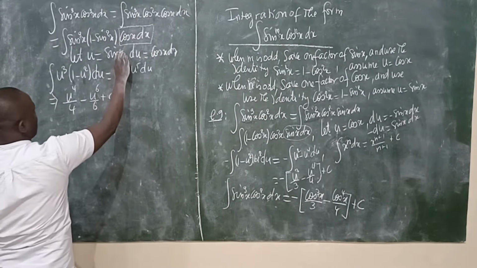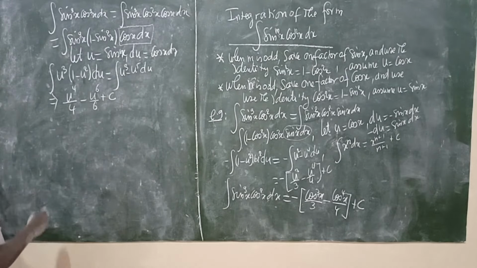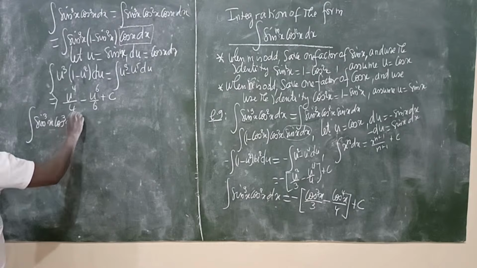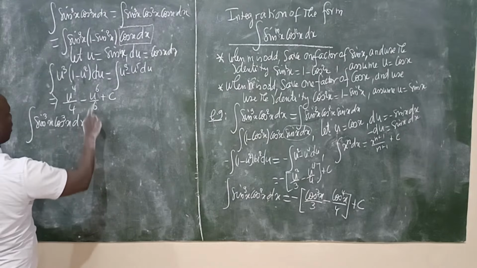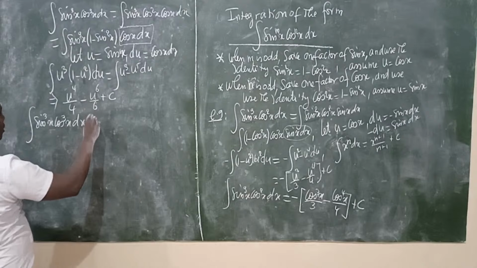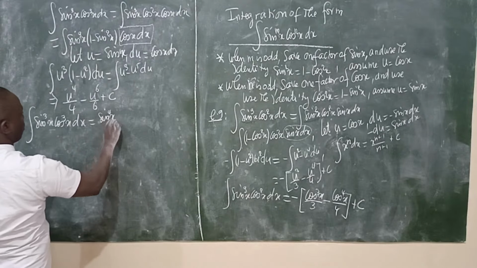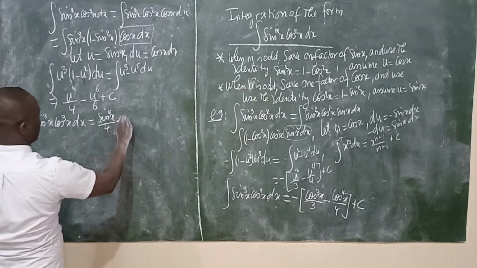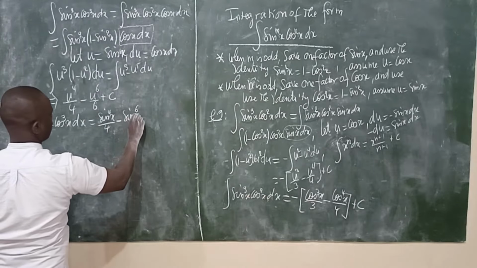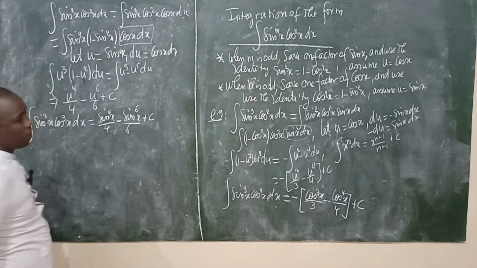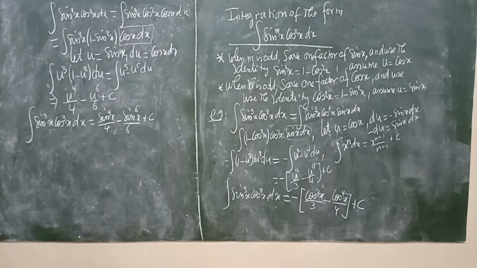No, here is x, not u. So the given integral sine^3 x cosine^3 x dx is, as u is sine x, this is sine^4 x over 4 minus sine^6 x over 6 plus the constant of integration, guys. Next, let's try the last.